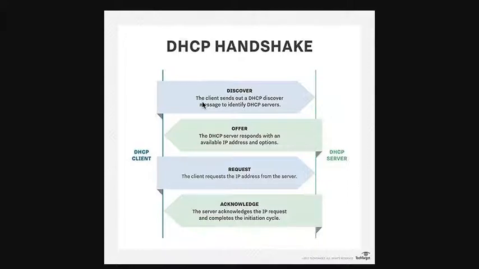So then it's sent back to the client. The client then says, well, all right, yeah, I like that address. I'll go ahead and request that from you. And the DHCP server then will send back an acknowledgement message that acknowledges the request and completes the initiation cycle.